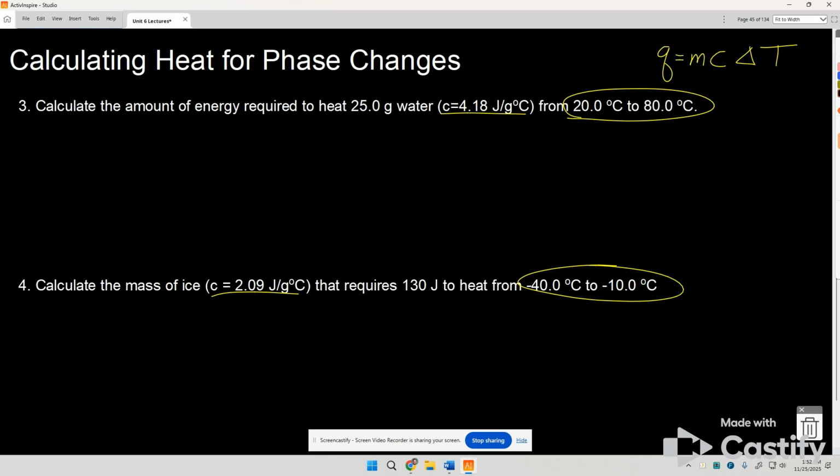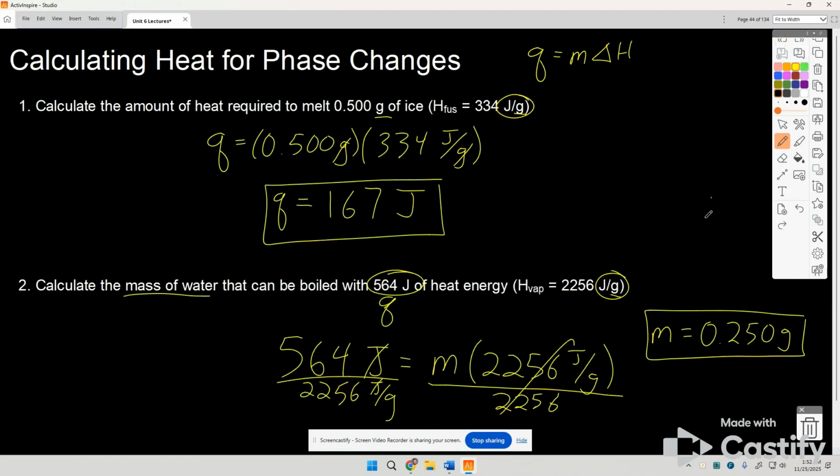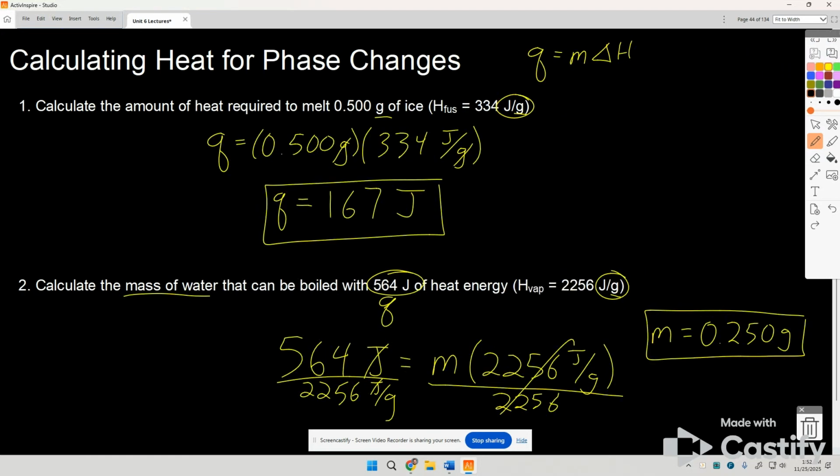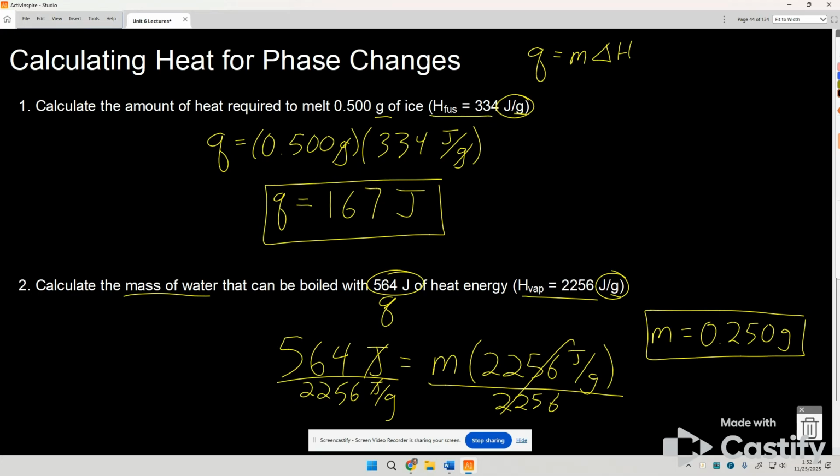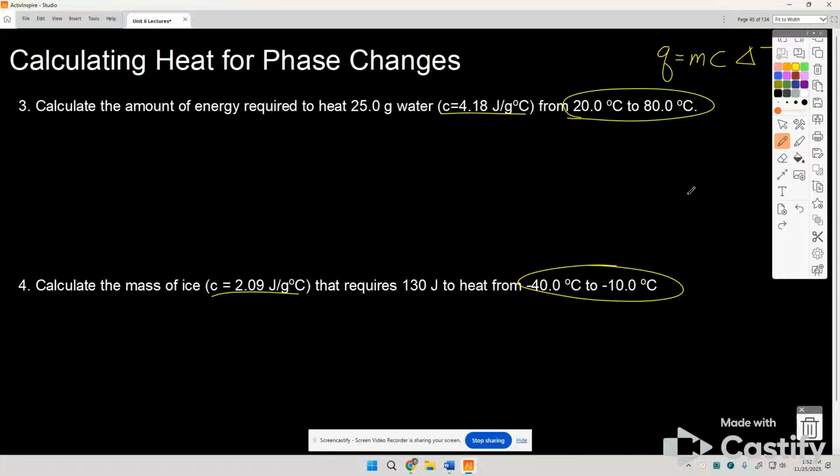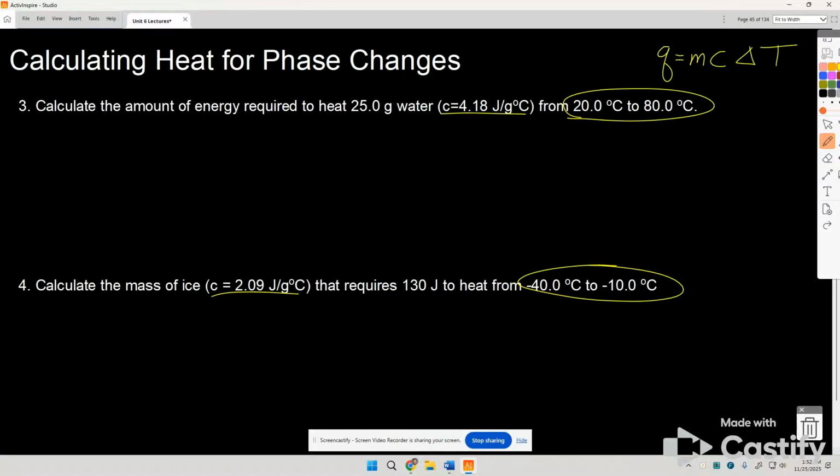So when do we use which form of Q? It depends on if we're at a phase change, like we were in numbers 1 and 2, where you see we've got that heat of vaporization, that heat of fusion. We see the enthalpy, how much energy is needed to do a phase change. Here, we're just talking about heating something or cooling something.